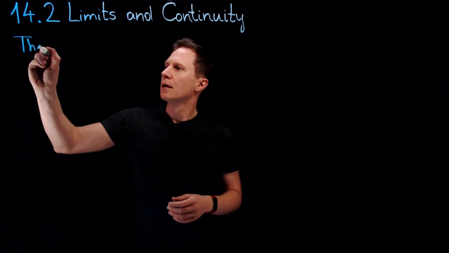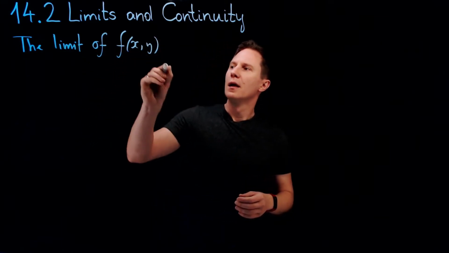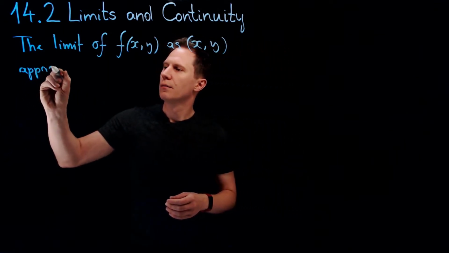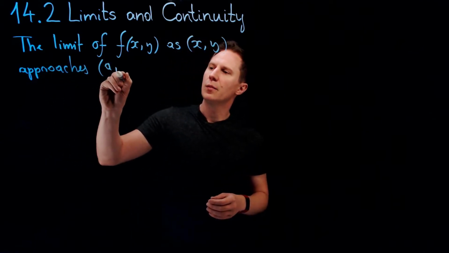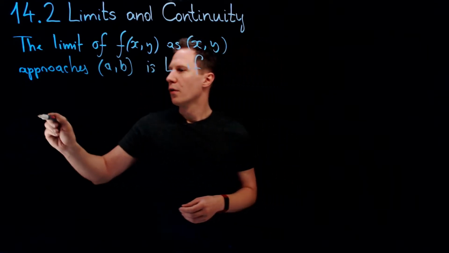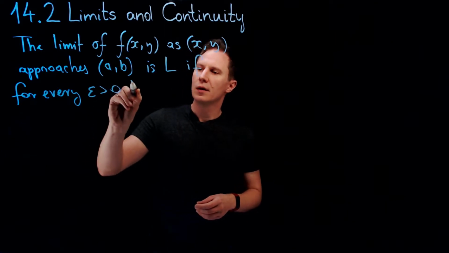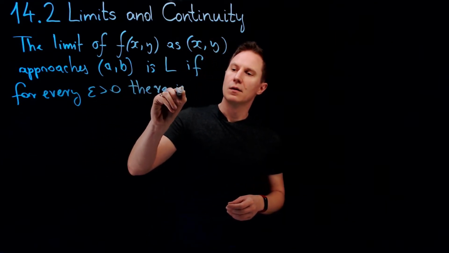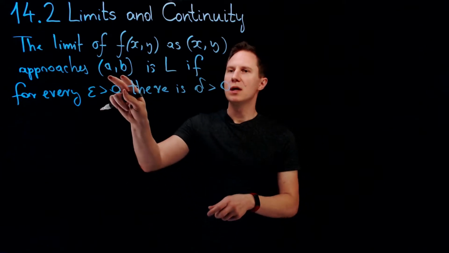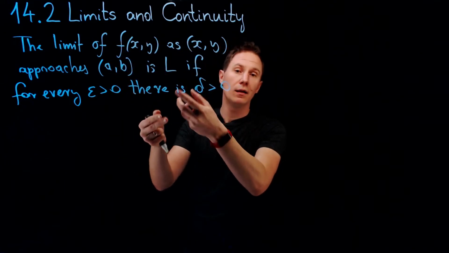So the limit of a function of two variables, f of x and y, as the point (x, y) approaches the point (a, b): we say that this limit is L, the number L, if for every positive epsilon value there is some positive delta, such that if you are closer to (a, b) with your input values than delta, the function's value will be closer to L than epsilon.